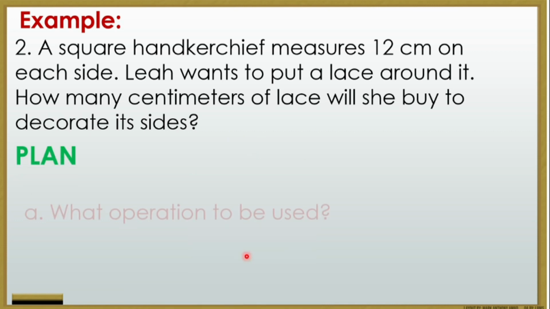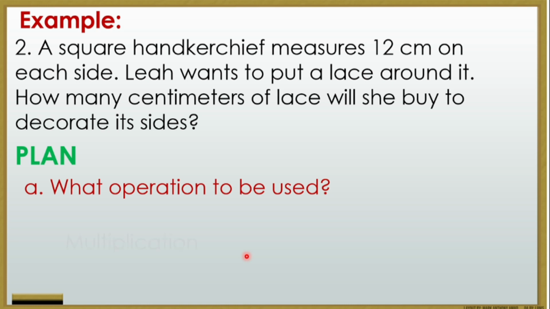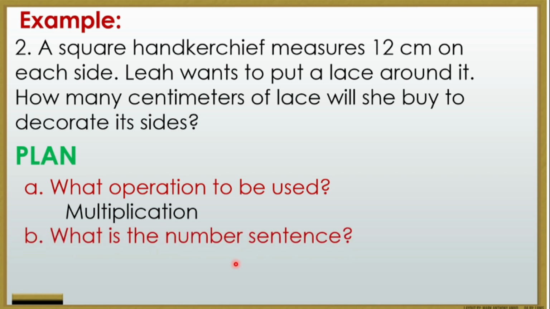So, let's plan what operation to be used. The operation is multiplication. And then, what is the number sentence? The number sentence is P is equal to 4S. Why is that P is equal to 4S? Again, the figure being described is a square handkerchief. So, we're going to use the formula in finding the perimeter of the square. So, the formula is P is equal to 4 times S or 4S.